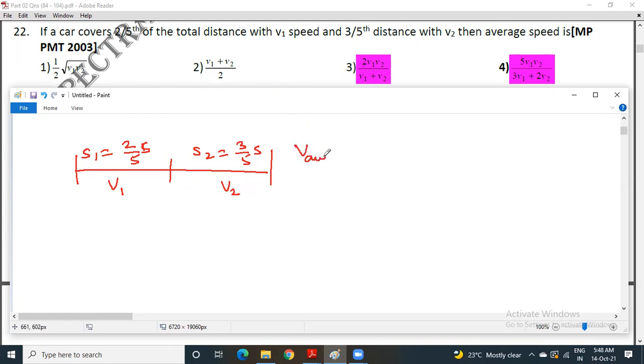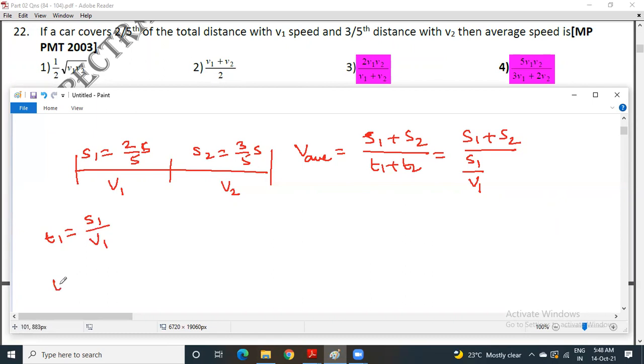Let me remind you the basic formula for average speed, S1 plus S2, because here we have only two parts, by T1 plus T2. Now let me write once again S1 plus S2. Let us change T1 as S1 by V1, because T1 is the time interval in which the body covers distance S1 with the speed V1. Similarly, T2 is the time interval in which the body covers S2 with the speed V2. So therefore T1 can be replaced like that, and T2 as S2 by V2. Now V average is equal to S1. How much is S1? 2 by 5 of S.